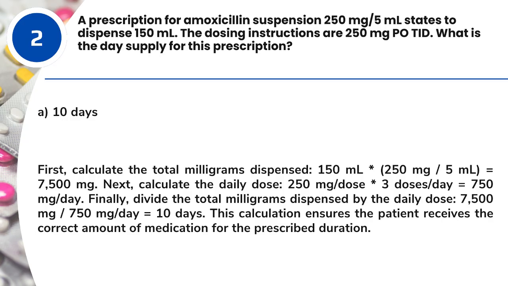150 milliliters times 250 mg per 5 milliliters equals 7,500 milligrams. Next, calculate the daily dose. 250 milligrams per dose times 3 doses per day equals 750 milligrams per day. Finally, divide the total milligrams dispensed by the daily dose. 7,500 milligrams divided by 750 milligrams per day equals 10 days. This calculation ensures the patient receives the correct amount of medication for the prescribed duration.